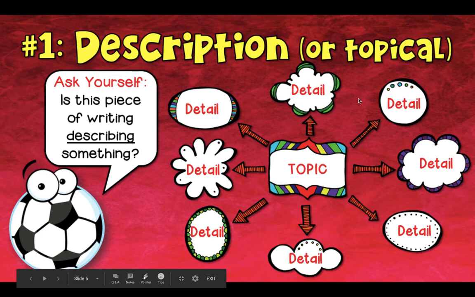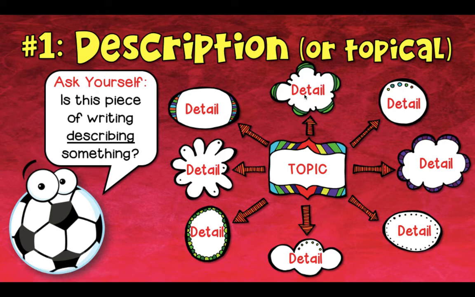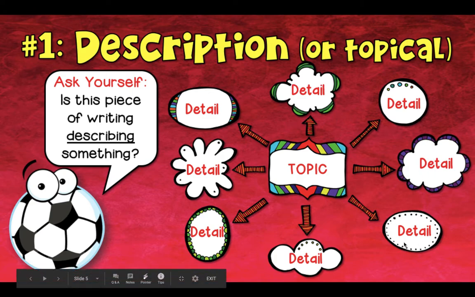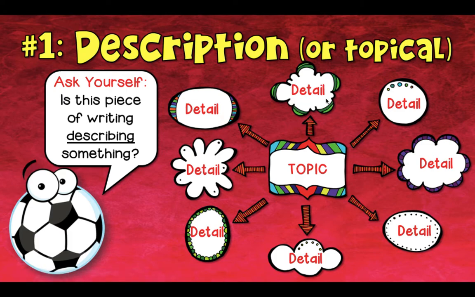Notice, okay, that the details are all in different types of shapes, okay? This one looks like a cloud. This one, obviously, is a circle. Another cloud, but it's purple. This is green. A circle, but there's dots around here. So you're going to notice that all of these are in different shapes and different colors. Does that mean that your details also have to be different from one another? Absolutely, ladies and gentlemen. In order to write with description, please use different details to describe the topic.